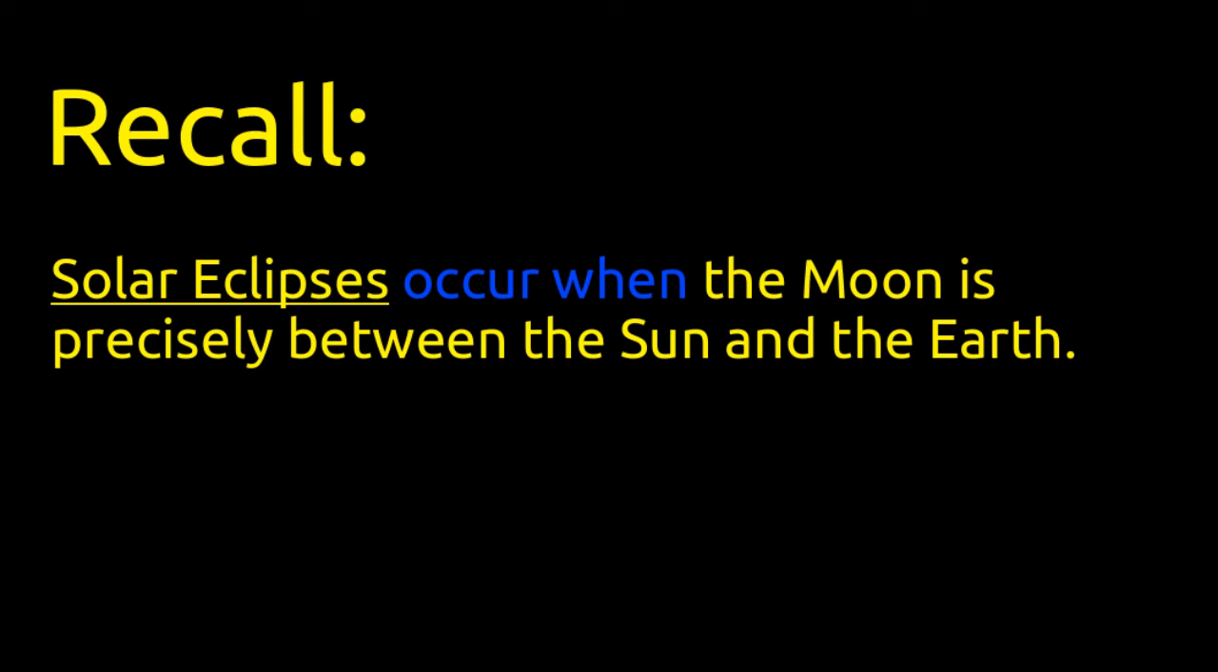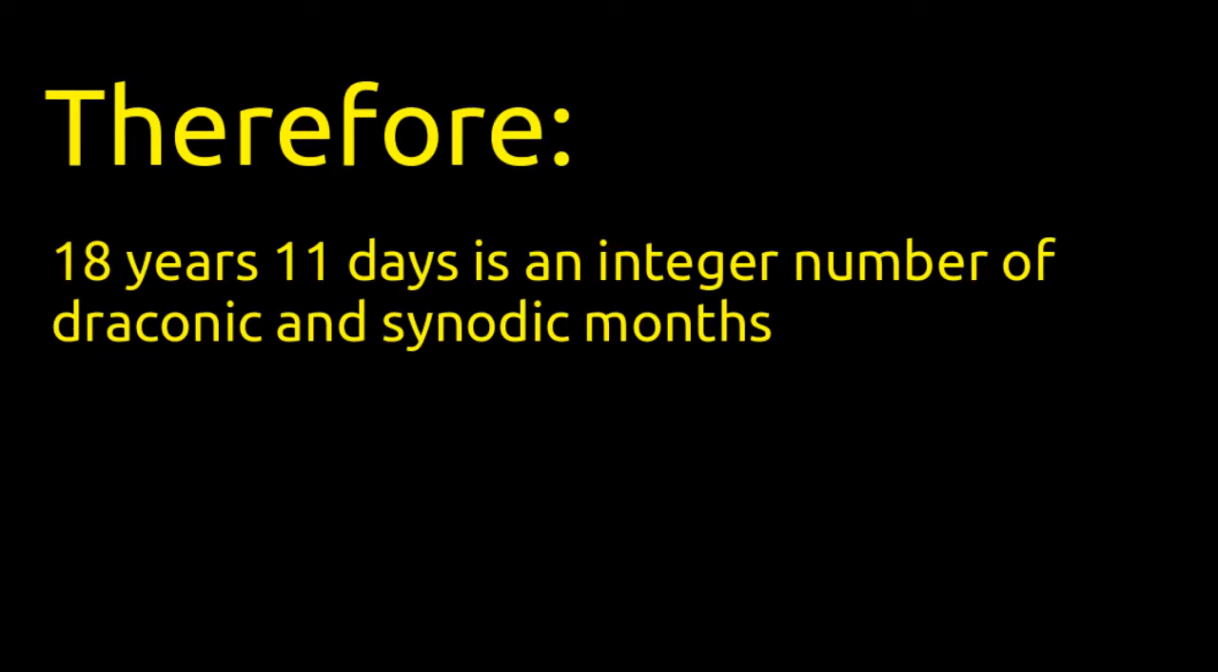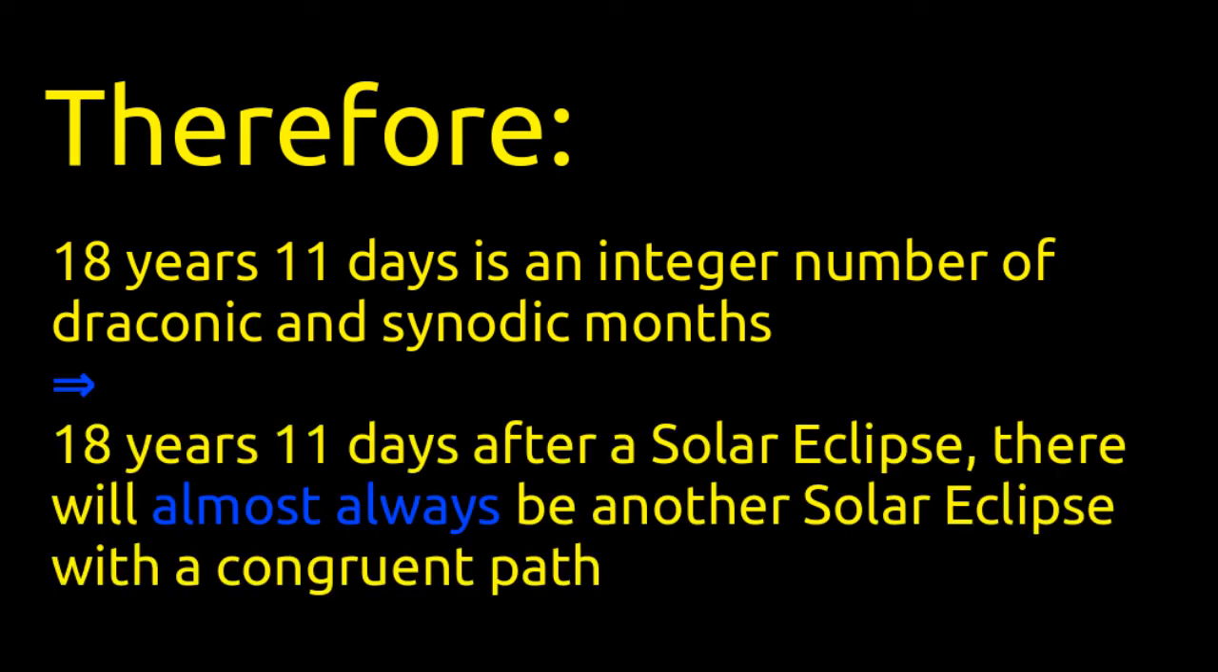The moon needs to align between the sun and the Earth, or in other words, given the inclination of the moon's orbit, a solar eclipse occurs if and only if a new moon coincides with the moon's ascending or descending node. Or in other words, if a solar eclipse occurs, then in another 18 years and 11 days, in almost all cases, there will be another solar eclipse with a nearly congruent path traveling through the same latitudes.